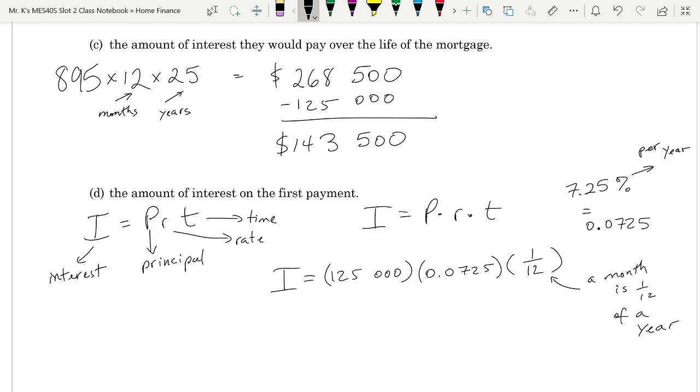I'm going to use my calculator to do that, and I can even use my 1/12. I can use my fraction button to do the 1/12, or you can go 1 divided by 12. You can go 125,000 times 0.0725 times 1 divided by 12 and hit equals, and you should get this number. Give it a try to make sure that your buttons are working properly. Okay? Make sure that you can get that.